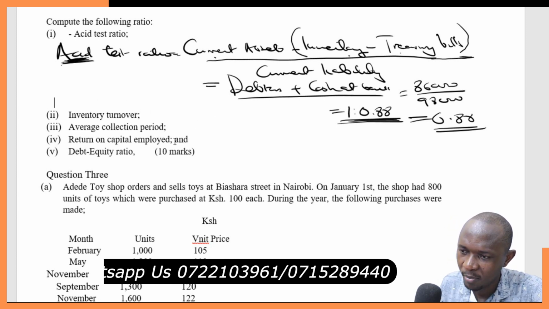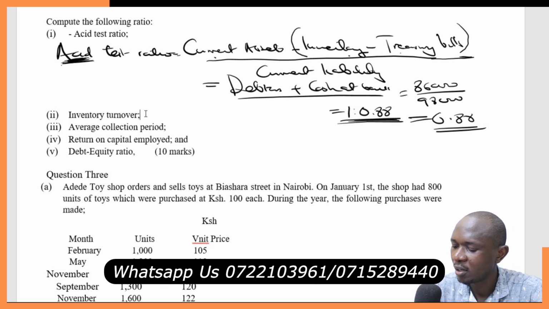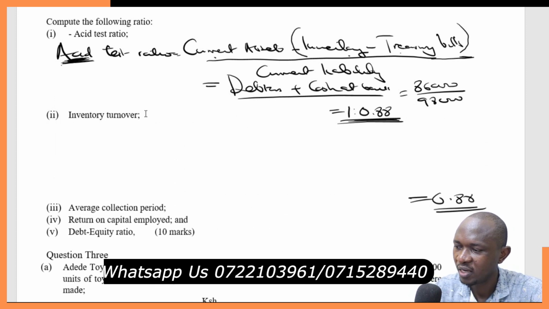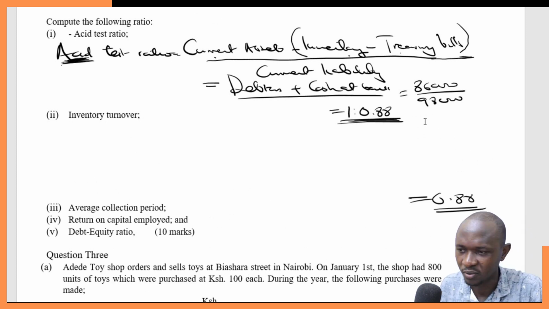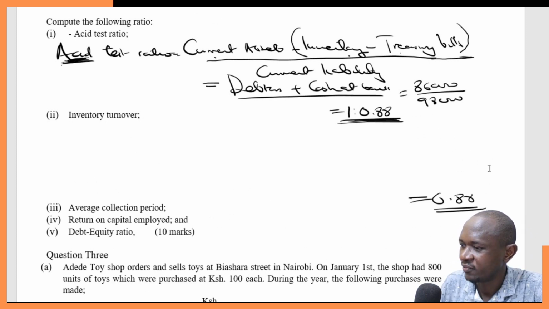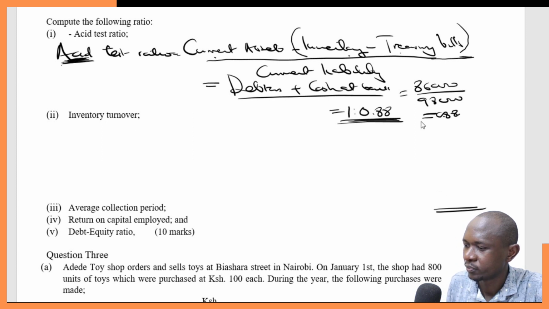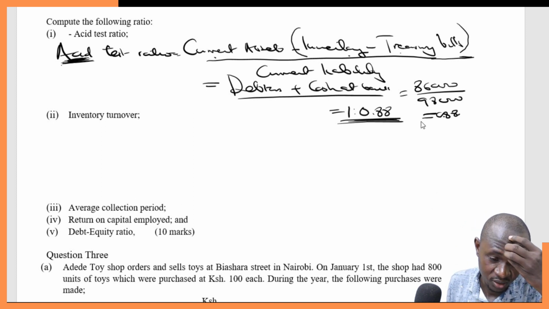Okay, so let's go to number 2, inventory turnover. Inventory turnover is how fast the inventories are converted into sales.